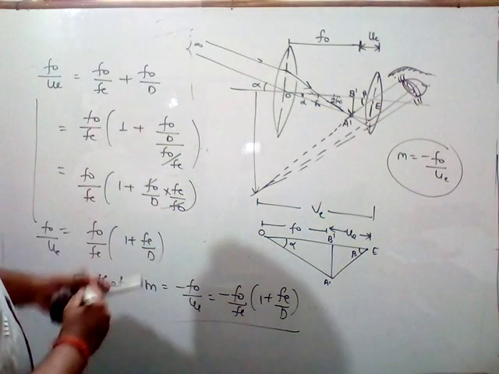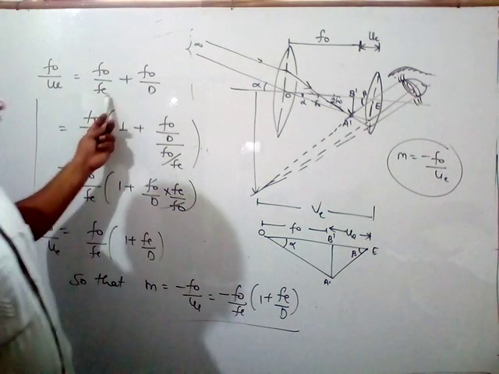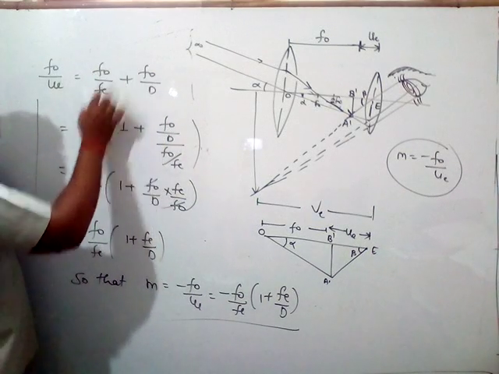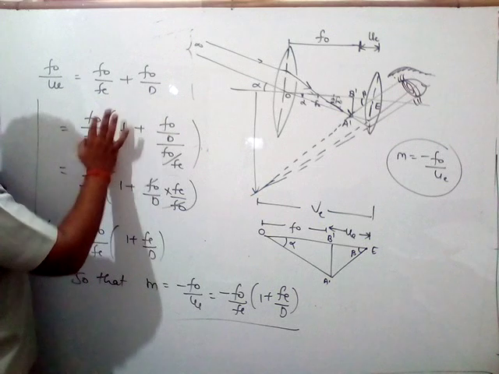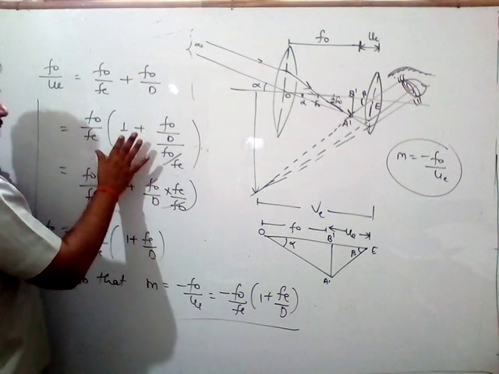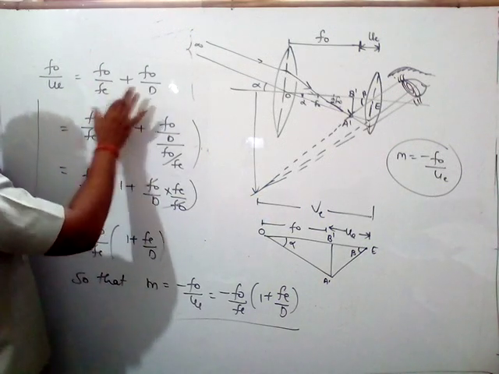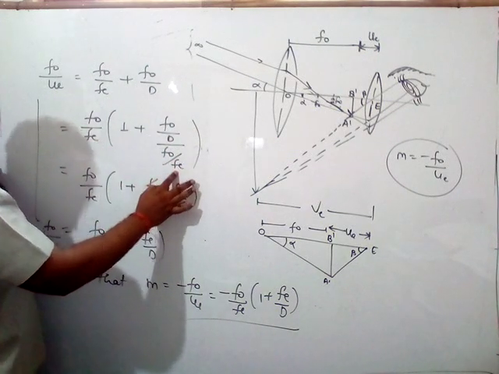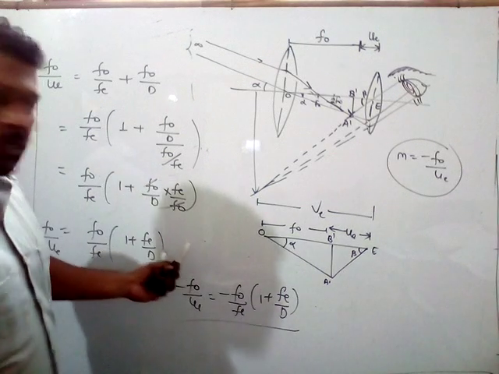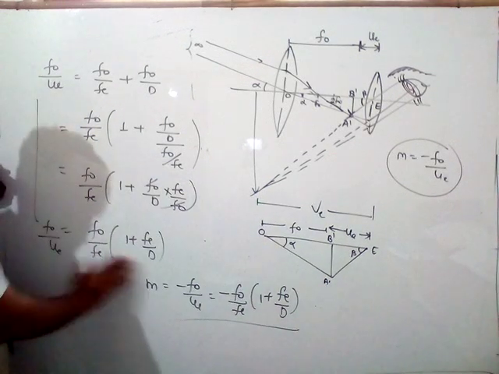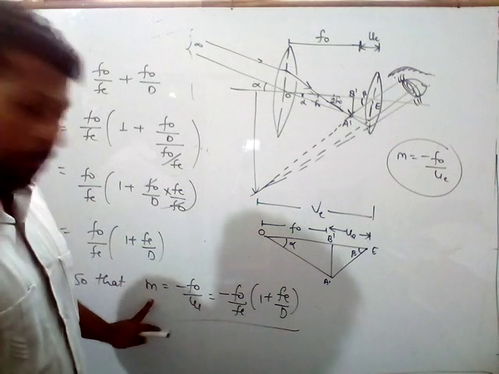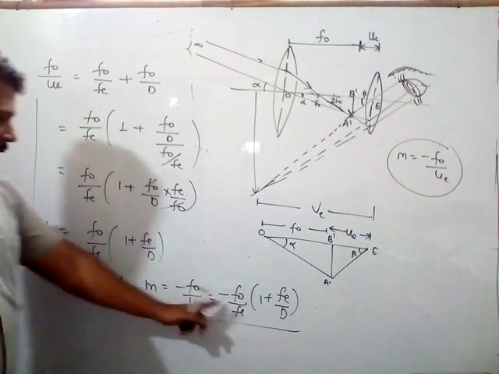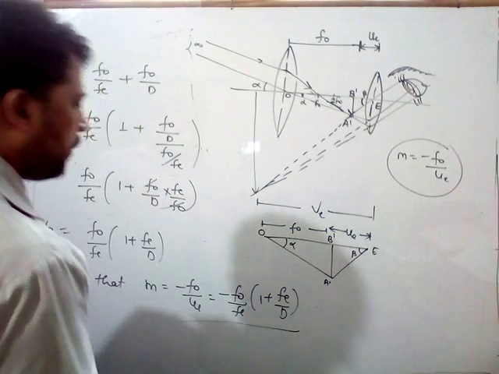So here FO by UE is equal to FO by FE plus FO by D, and whenever we take FO by FE common, dividing both terms by FO by FE, here 1 remains, and here FO by D upon FO upon FE, so this gets multiplied and the terms get reversed. So it will be equal to this, and this magnifying power is minus FO by UE. So putting the value of FO by UE, it will be equal to minus FO by FE into 1 plus FE by D.